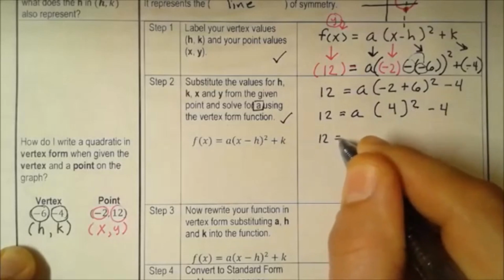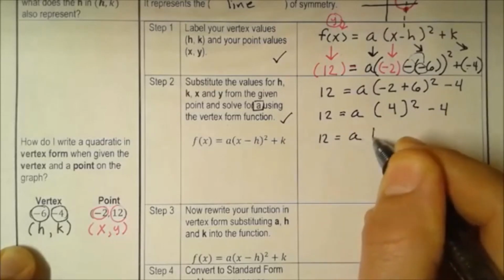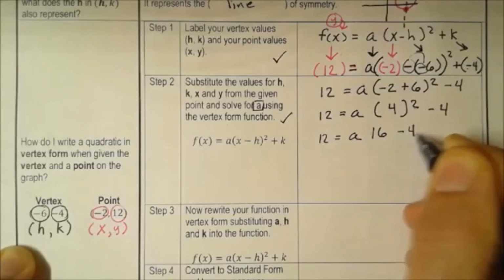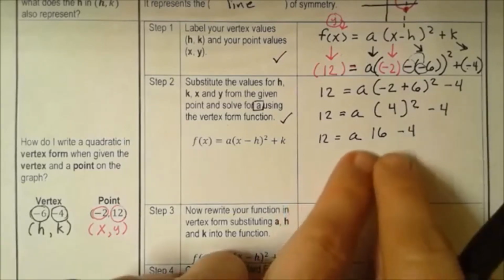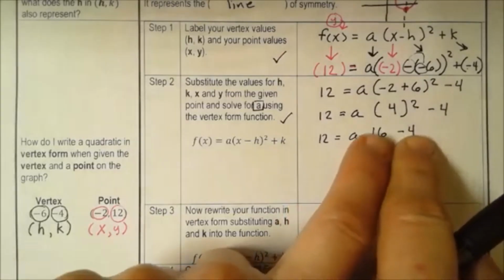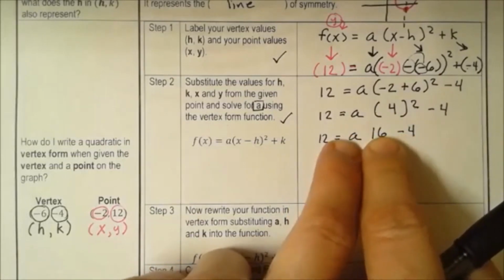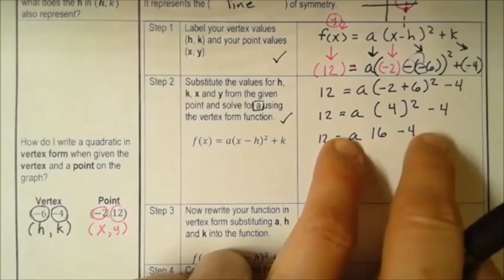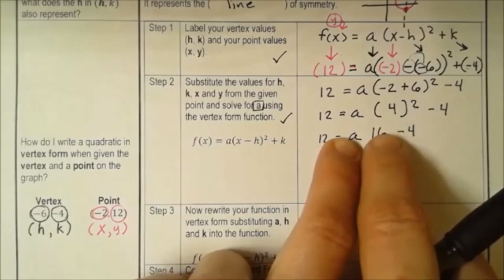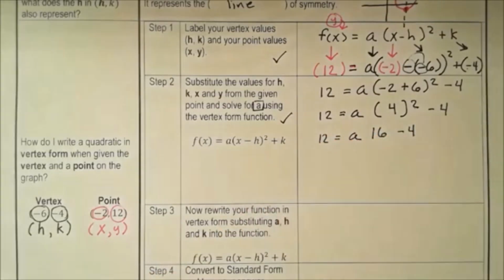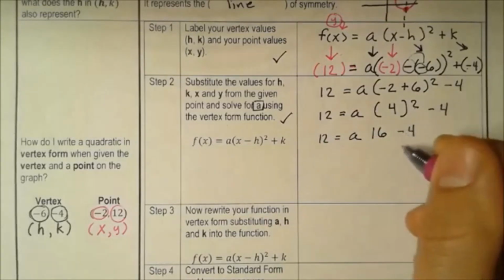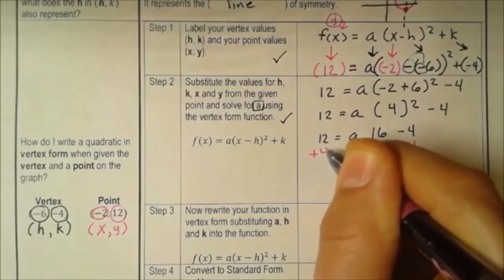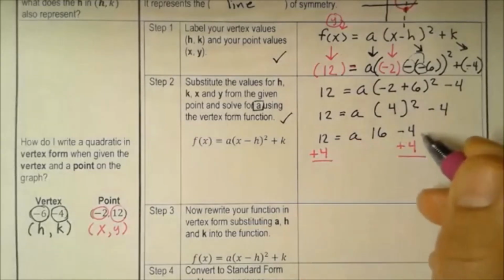So I end up with 12 is equal to a times 16 minus 4. Now, some of you might be tempted at this point to subtract the 4 from the 16, but I want you to remember that a is being multiplied to 16, and order of operations says we cannot do subtraction until we take care of the multiplication. So at this point, since I'm solving for a, I'm going to go ahead and add 4 to both sides to get rid of that term.